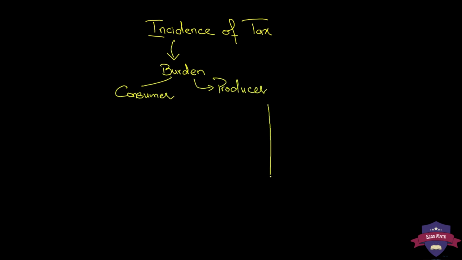So we need to know that when the tax is applied, your supply curve is going to shift backwards. S0 is your initial supply curve and S1 will be the new supply curve. You need to remember that the distance between these two supply curves would be the amount of your tax.